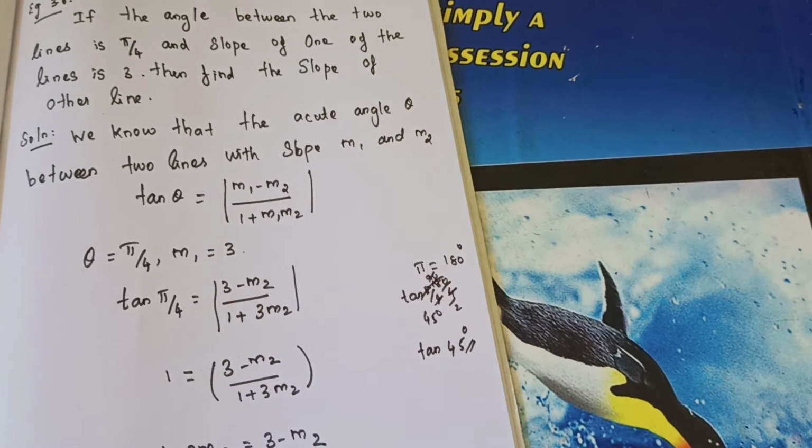So angle between the lines is given and slope of one line is given. M2 you need to find. So just substitute in the formula and you will get the answer. Understand? So we have found out the answer. So next section we will move to the next one.